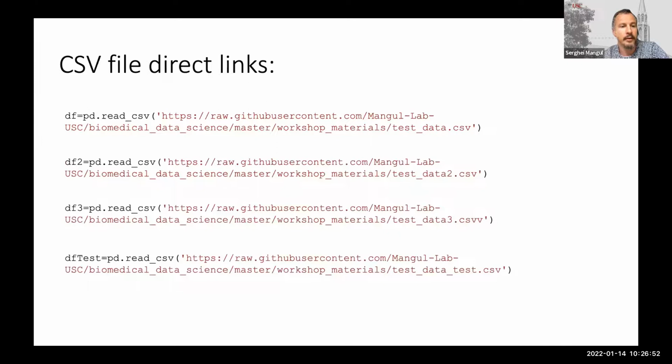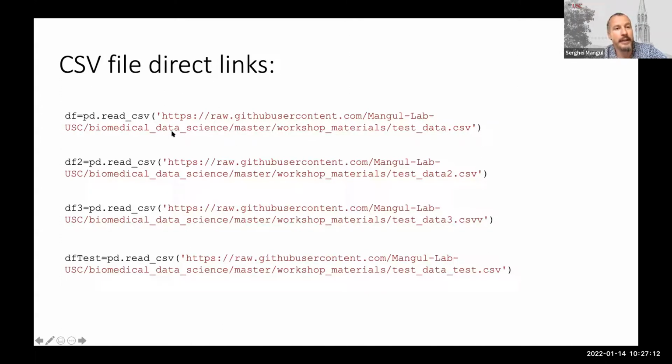And then a very important thing is df. df is the data frame. Essentially, it's a variable. We want to have a variable called df, which will be a data frame that stores this table, test_data.csv.